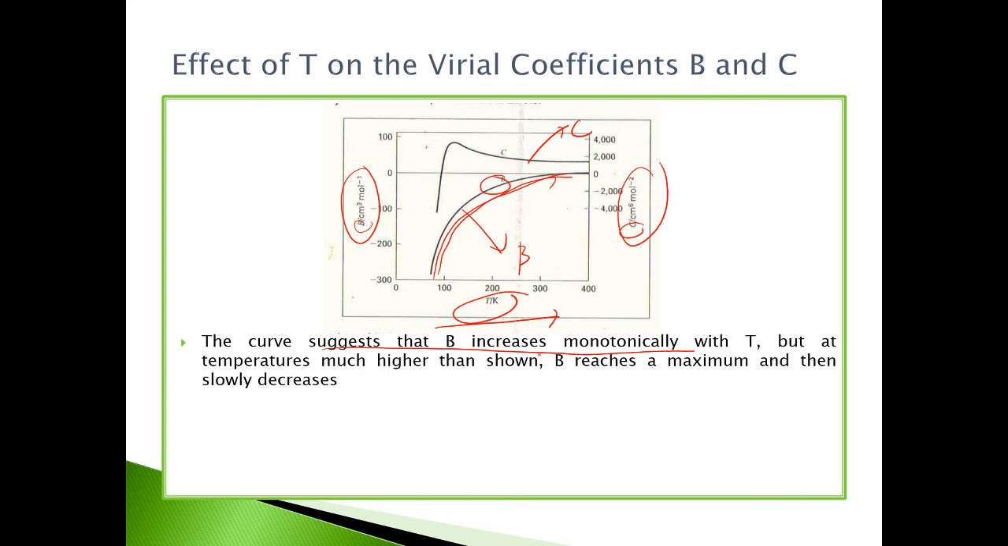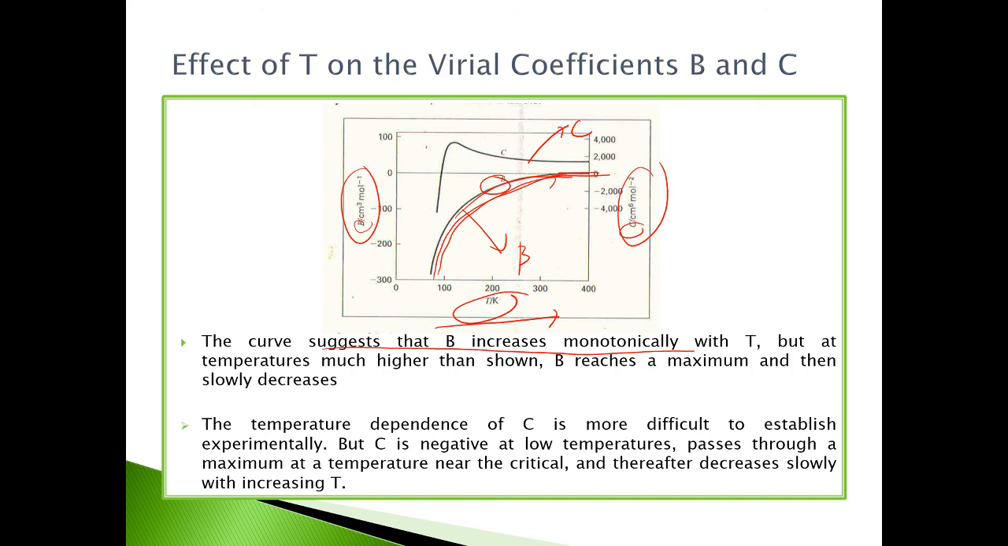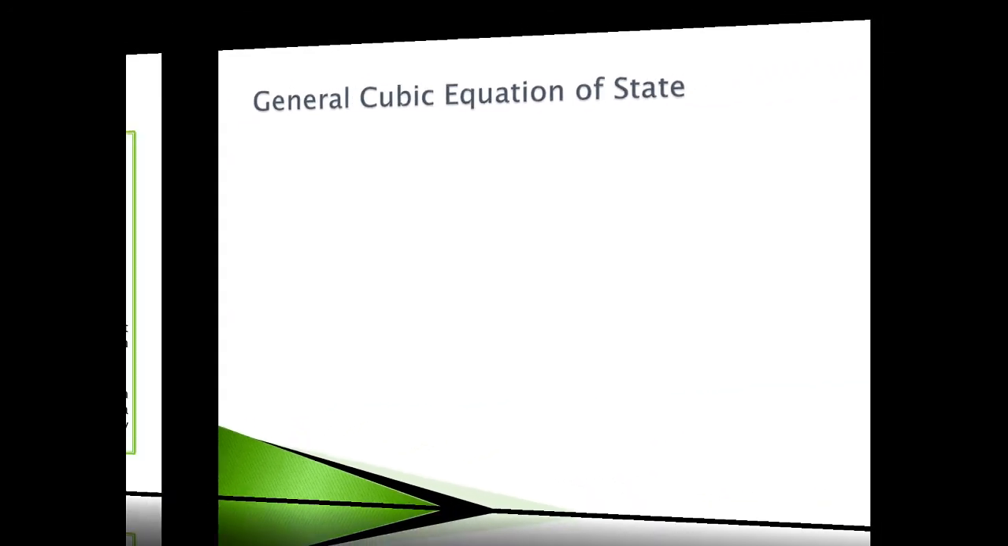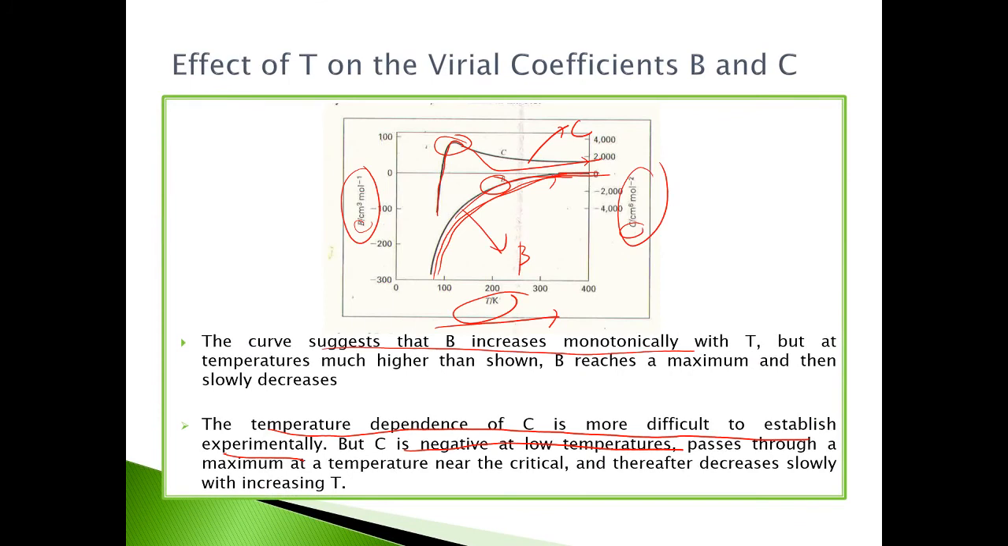Pero, at temperatures much higher than shown, meron siyang na-approach na maximum value. Ito yon. Tapos, hindi na pinakita. Okay, pero, reaches a maximum value, then slowly decreases. Yung C naman, mas mahirap establish yung relationship with temperature. Pero, negative siya at low temperatures, then passes through a maximum near the critical temperature. So, ito yon. And then, nag-decrease siya with increasing T. So, yun naman ang behavior ng C. Okay, so doon nagtatapos yung special highlight lecture natin for virial coefficient, for the virial equation of state.